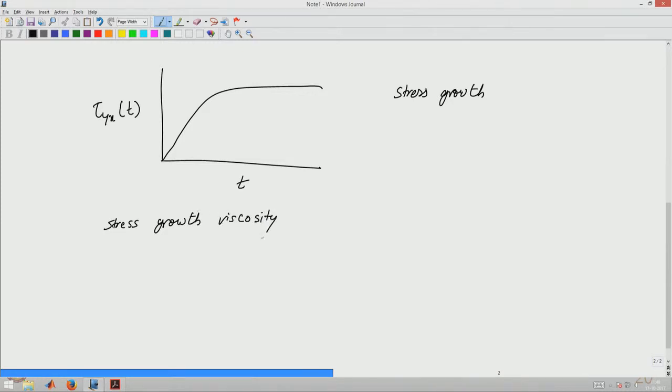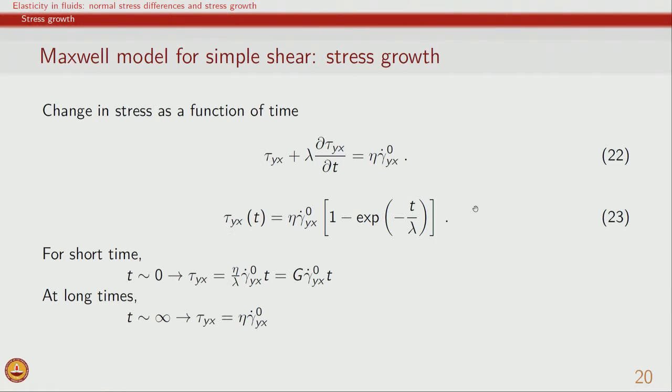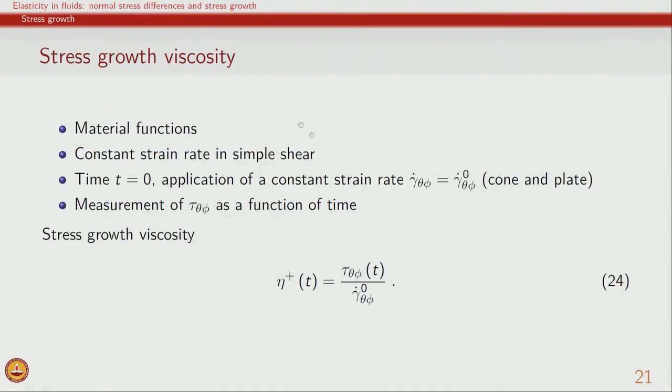The idea here is to say that given that we are applying a fixed strain rate, the ratio of the stress which is being measured to the fixed strain rate which is being applied is defined as the stress growth viscosity, and since the stress itself is a function of time, the viscosity also is a function of time. So, based on this we can define a material function which is stress growth viscosity. It is a material function which is being measured at constant strain rate in a simple shear flow.